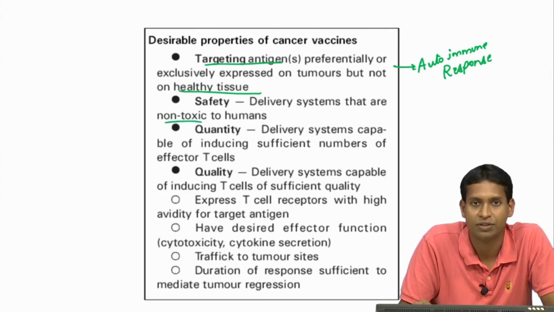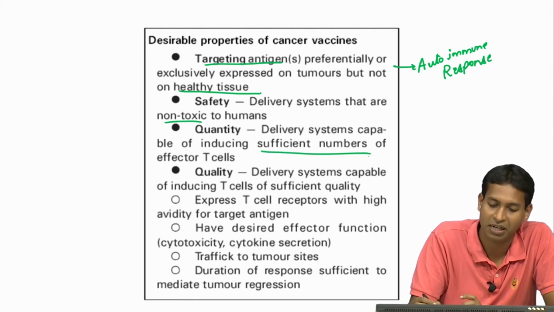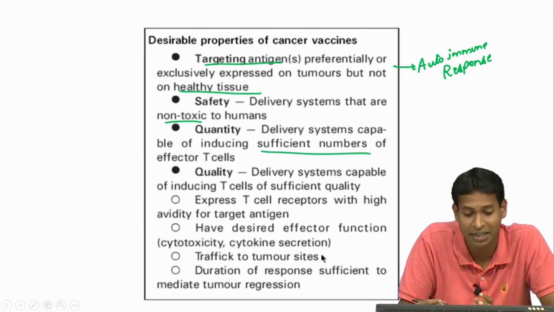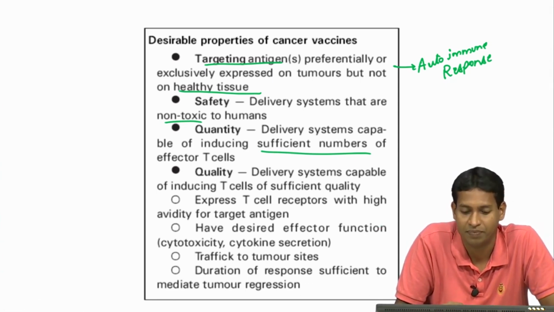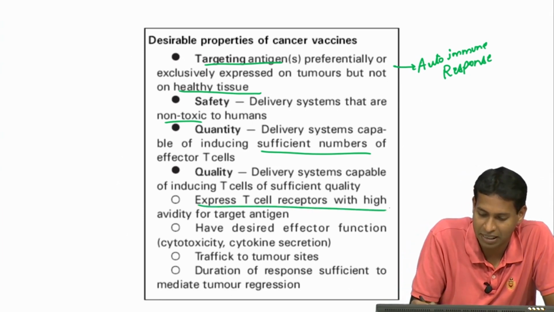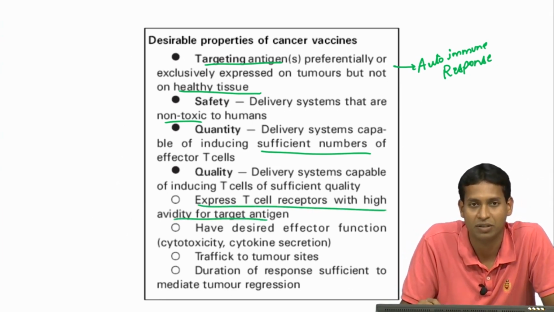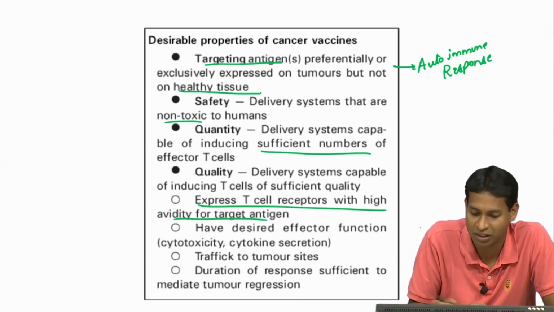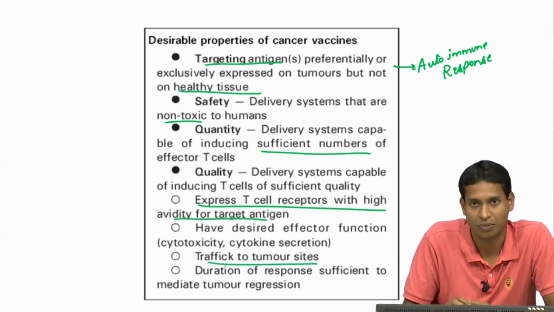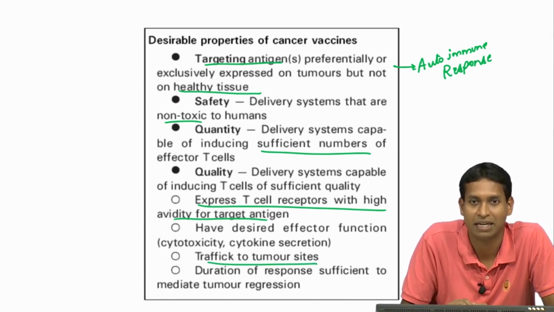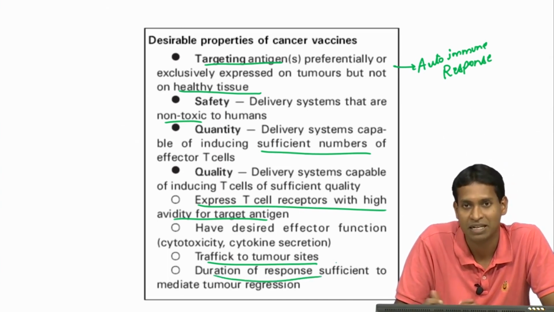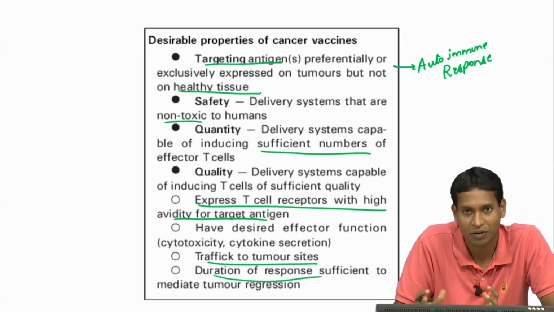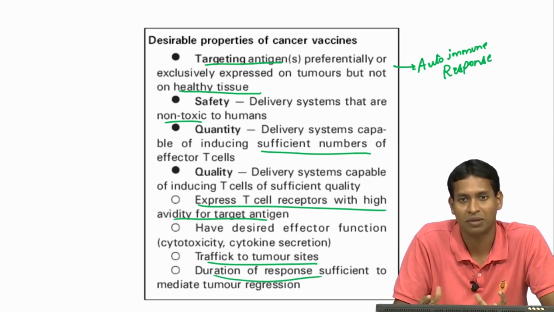What about the quantity? Can you deliver enough to get a sufficient number of your immune cells activated? What about the quality? Are the cells that are activated able to go and kill the cells? Do the T cells express T cell receptors with high avidity to the target antigens, so whether they will bind to it, give the desired function, and traffic to the tumor sites? So, be able to go and find where it is and then further navigate inside the tumor as well, and then how much duration of response is given by these cells, whether they are active for enough duration to be able to kill all of the tumor cells in a large tumor.